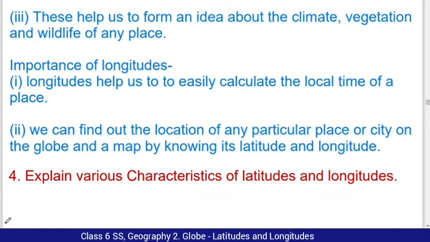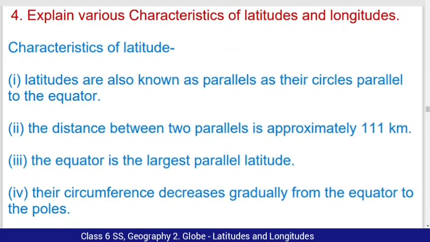Fourth question. Explain various characteristics of latitudes and longitudes. Characteristics of latitude. Latitudes are also known as parallels as their circles are parallel to the equator. The distance between two parallels is approximately 111 km. The equator is the largest parallel of latitude. Their circumference decreases gradually from the equator to the poles. So these are the characteristics of latitude.